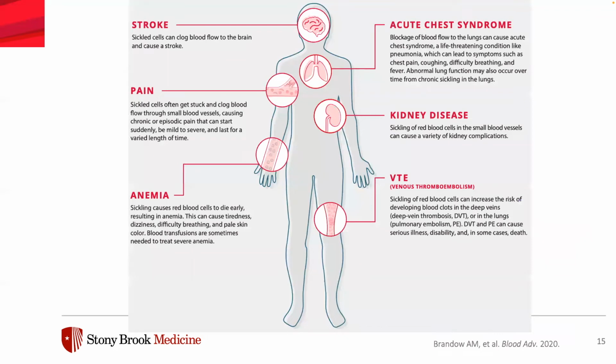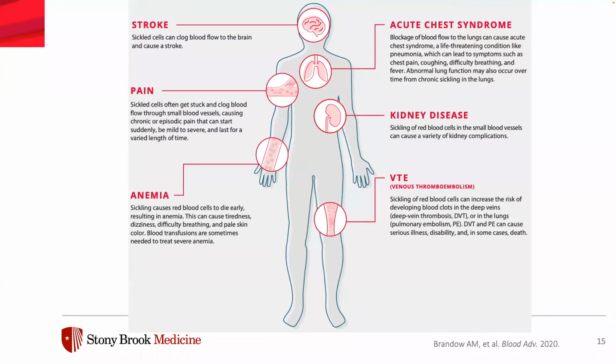There's also other acute complications that can result from this vaso-occlusion. For example, sickled cells can even clog the blood flow to the brain, which can cause a stroke. And there's also sickled cells that can block the flow to the lungs and cause acute chest syndrome, which is a life-threatening condition that similarly presents like a pneumonia, with patients having some chest pain, coughing, or difficulty breathing.